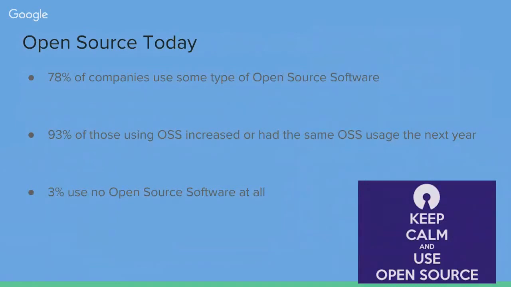Open source software today: 78% of companies interviewed in this survey used some type of open source software, across all different ranges, and 93% of those using open source software increased or had the same OSS usage the next year, which means that whenever they began using open source software, they found that it was useful and they began using it again. Now, 3% use no open source software at all.